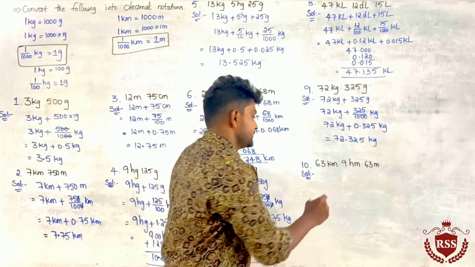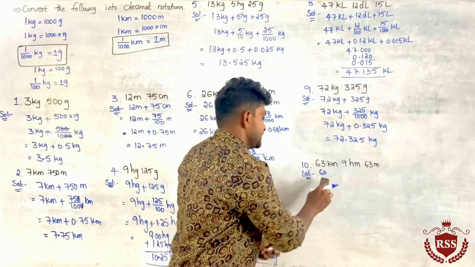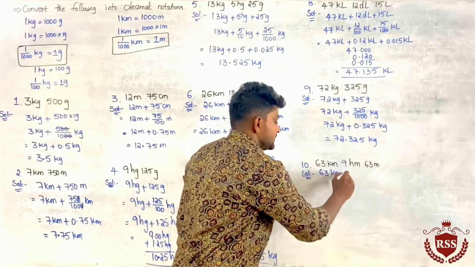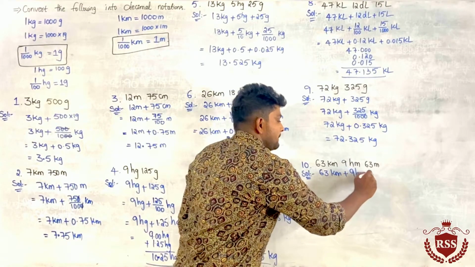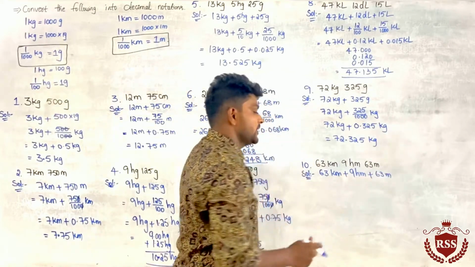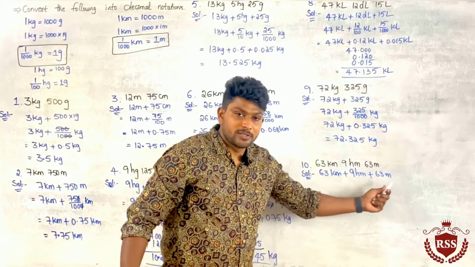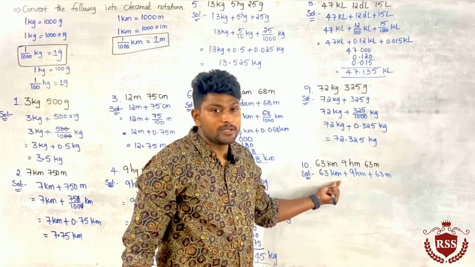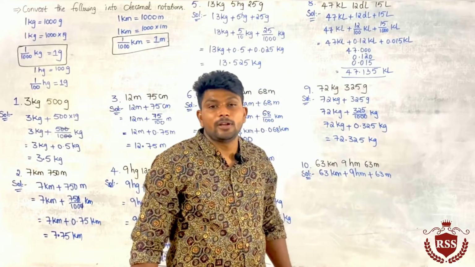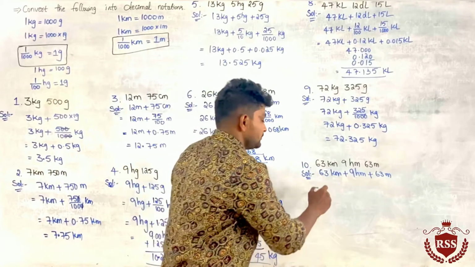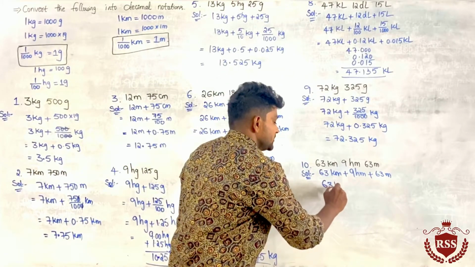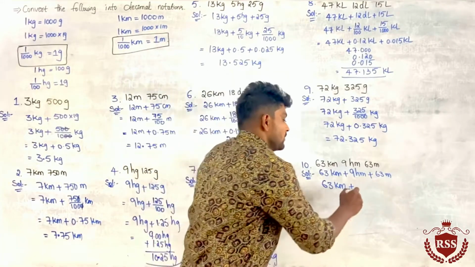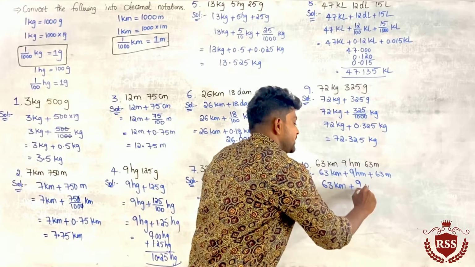63 kilometers plus 9 hectometers plus 63 meters. Look here: kilometers, hectometers and meters. Which one is the largest unit of these 3 units? Kilometers. So the remaining smaller units will be converted into kilometers. So 63 kilometers plus, 1 kilometer equals how many hectometers? 10 hectometers. So 9 by 10 kilometers.